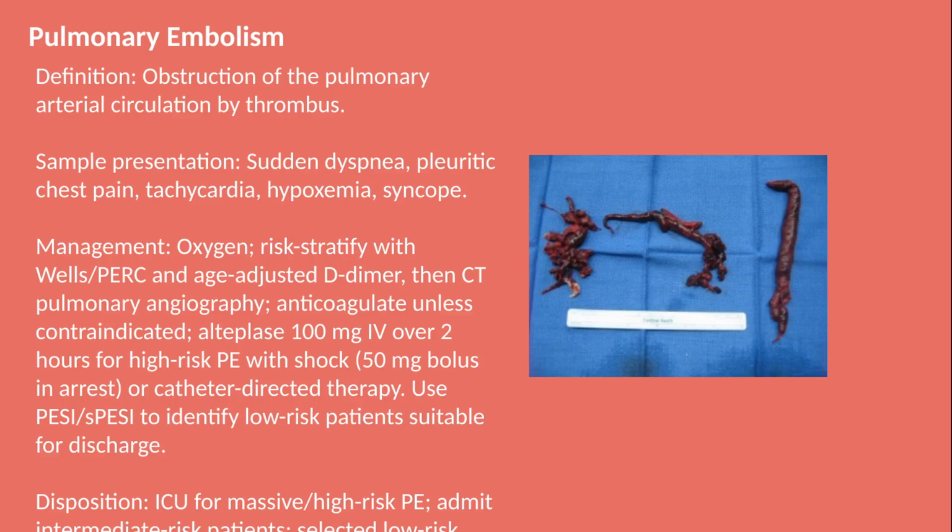Then divide patients by hemodynamics and right ventricular function. The hypotensive high-risk patient gets reperfusion, systemic thrombolysis with alteplase or catheter-based therapy, and goes to the ICU. The normotensive patient with right ventricular strain or a positive troponin is intermediate risk, gets anticoagulation with close monitoring and a rescue plan, and is admitted. The low-risk patient with a normal right ventricle may be discharged on an oral agent with reliable follow-up.